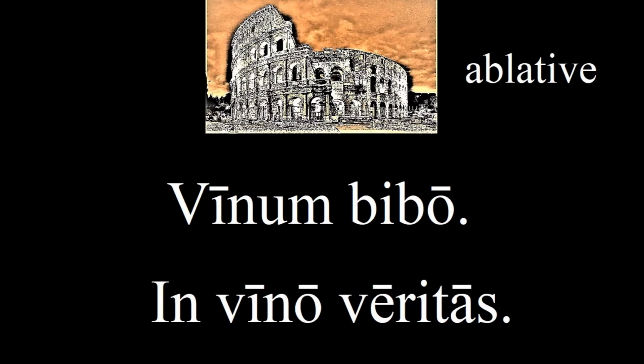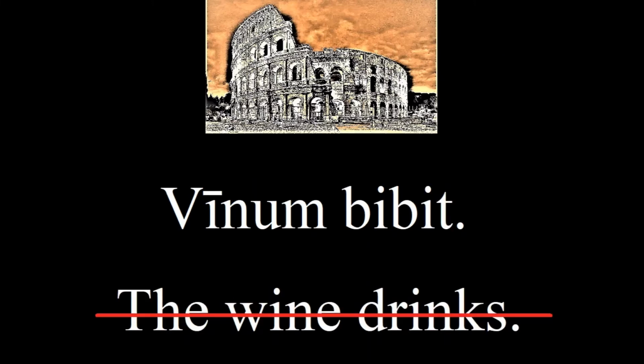Neutral nouns are the same whether they're the object or in the nominative case. However, since neutral nouns are inanimate objects, this doesn't get confusing because we know that vīnum bibit cannot mean the wine drinks. It has to be referring to an unstated pronoun like he or she.